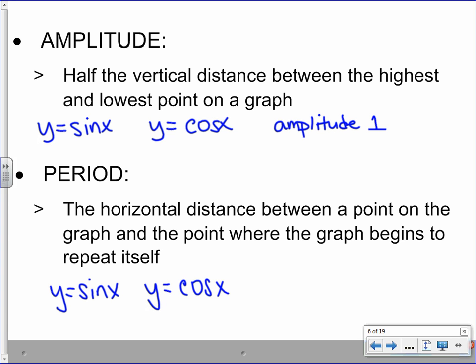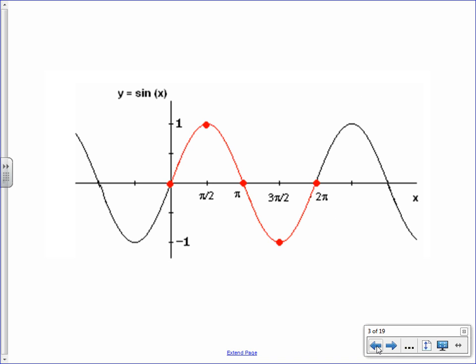So we're going to talk about the period for y equals sine of x and y equals cosine of x, because the period of our parent function will be important for understanding the periods of other functions that have been transformed. Okay, so I'm going to flip back here to the graph of sine of x. If we pick this point right here, where does our graph begin to repeat? At 2 pi, we begin our same pattern. So, from 0 to 2 pi, we say we have a period of 2 pi.